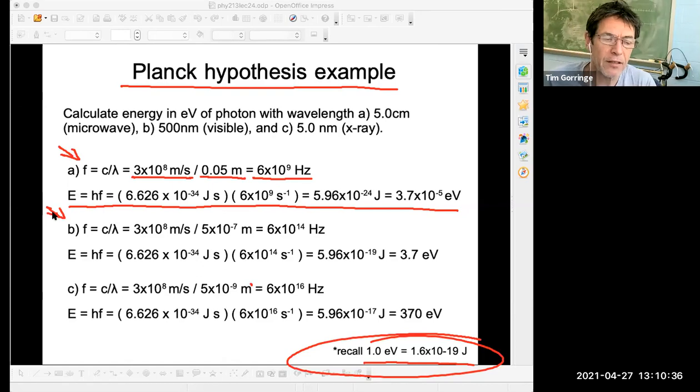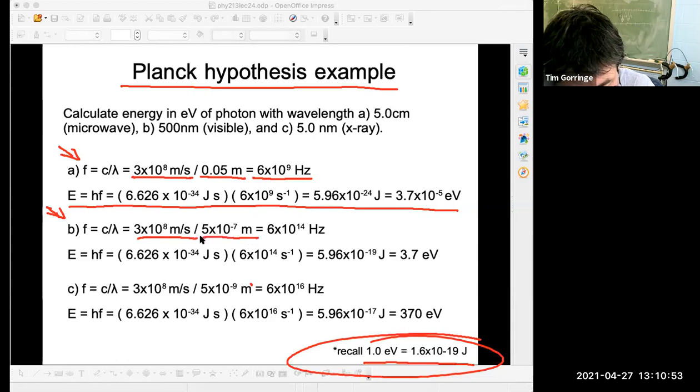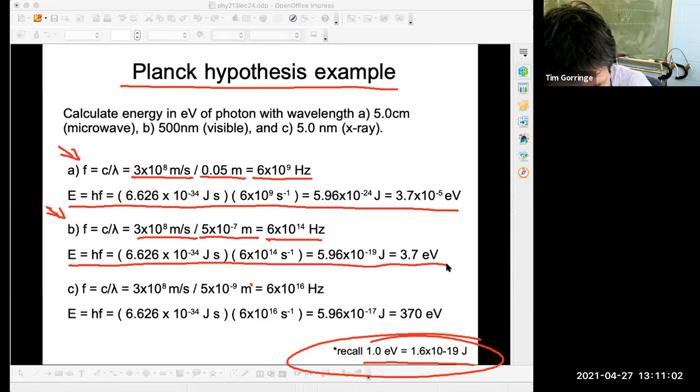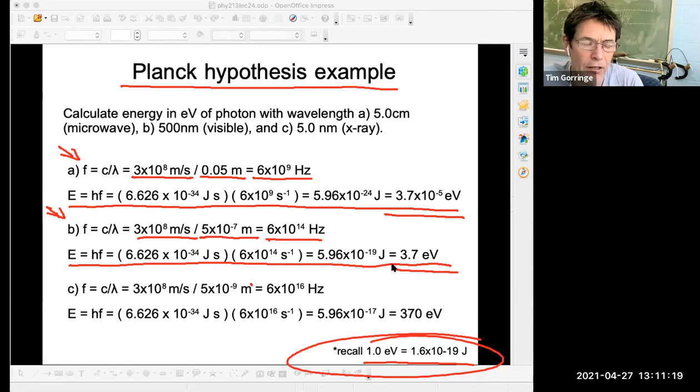That's the template for solving all three of these. If you want the size of the energy packet for visible light, again, we first calculate the frequency from the wavelength, knowing the speed and the wavelength. We get a frequency of 6 times 10 to the 14 hertz, so a much higher frequency because of a much shorter wavelength. Then by multiplying by Planck's constant, we can figure out the size of the energy packet. For microwaves, it was 40 microelectron volts. For visible light, it's about 4 electron volts, about a million times bigger packet size.